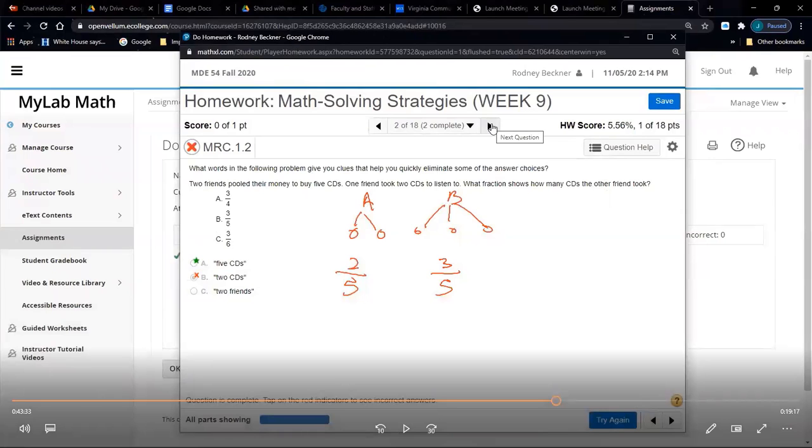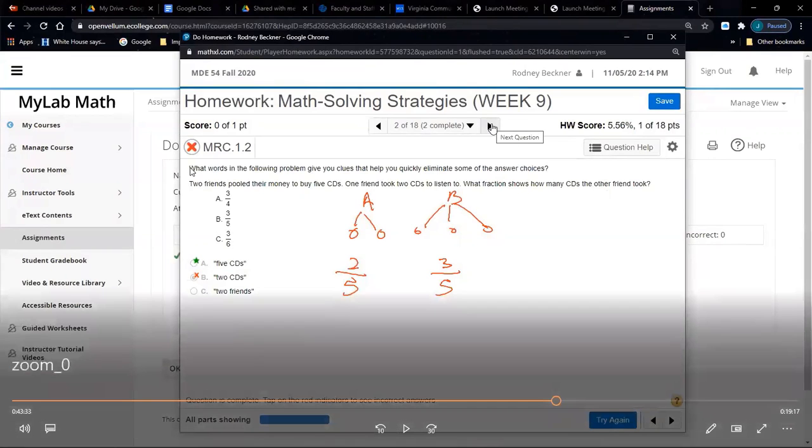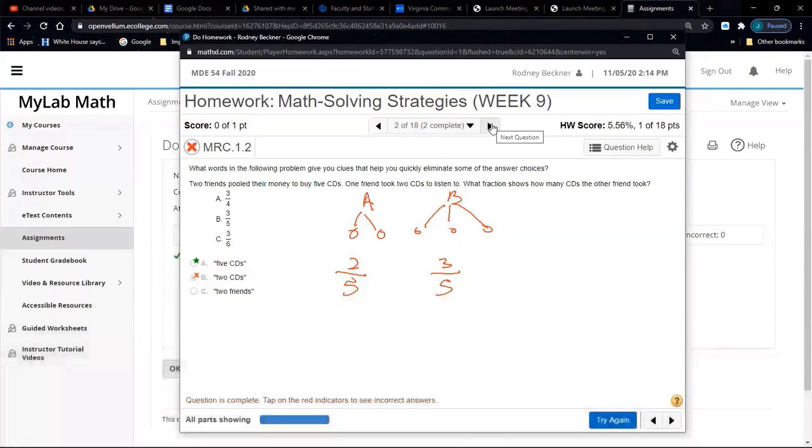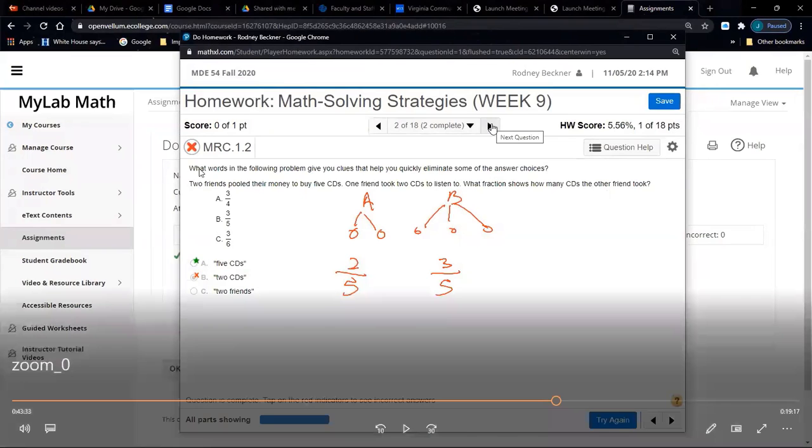And when I was recording this, I didn't even read the top line because I was multitasking. And when we multitask, that definitely lends to making mistakes. So what I didn't read is what words in the following problem give you clues that help you quickly eliminate some of the answer choices. So that was the actual question. They did not want us to answer the question here. It's just what clue helps you eliminate some choices.